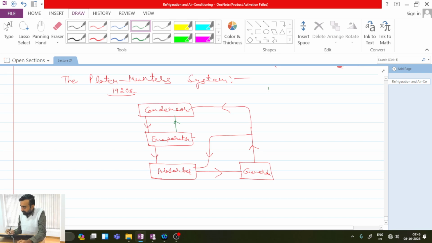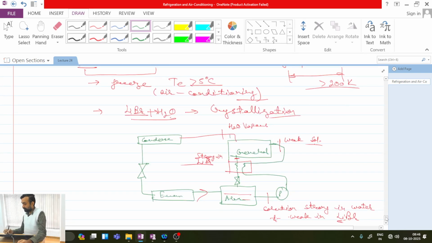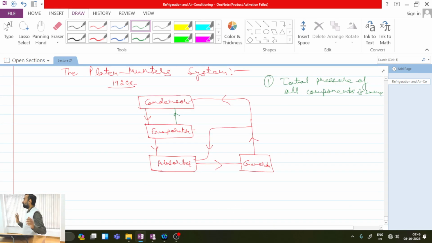Very first point about this system, in this system the total pressure of all components is same. Is this one clear? So total pressure of all components is same. So it's a constant pressure system. You do not have any pressure difference between the evaporator and the condenser. Everywhere pressure is same. Why am I using the word total pressure? Because we have multiple fluids.